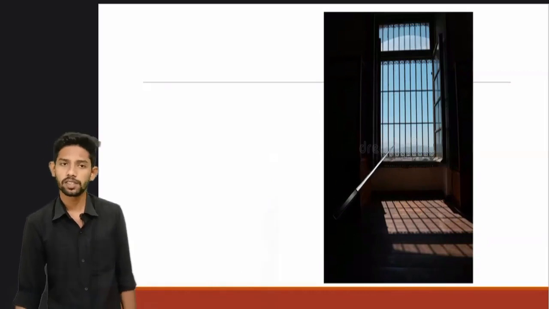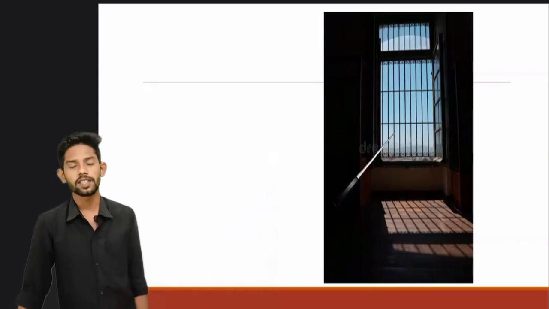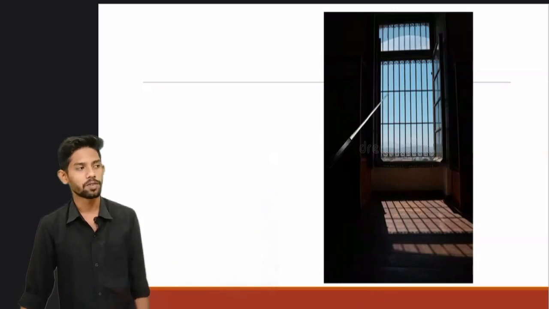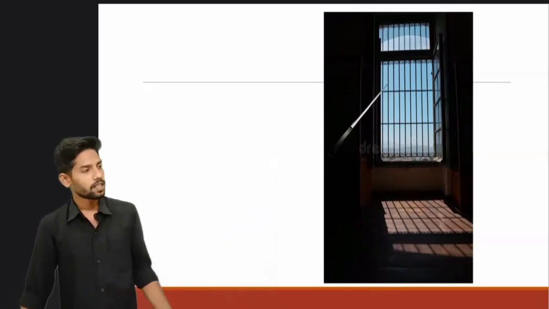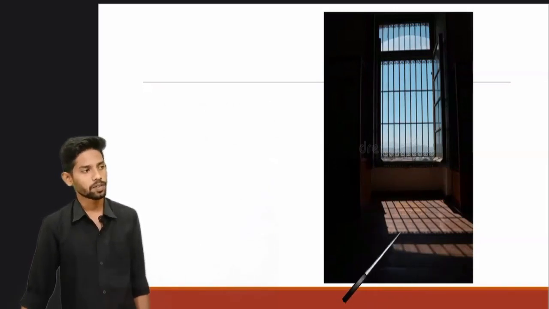What are rods? Rods are opaque objects. That is an object, right? An opaque object, what does it create? Shadow. So this is the shadow which is falling on the ground. The light, whatever is passing through the window, falls exactly on the ground.